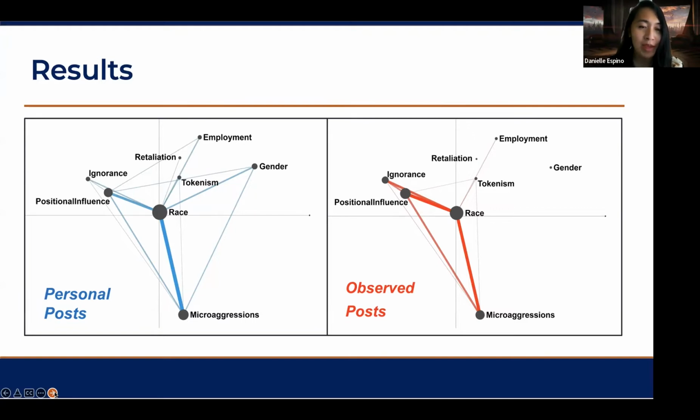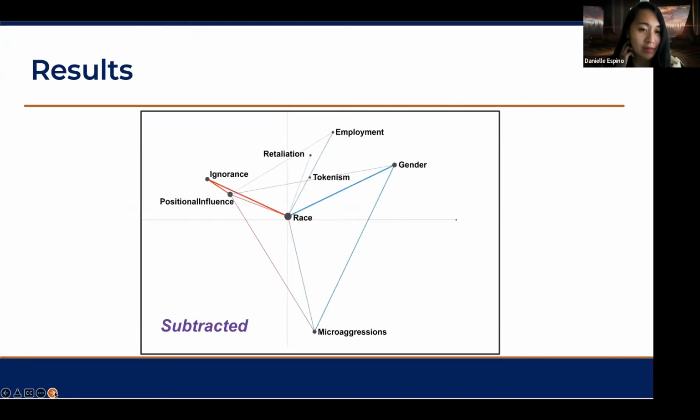And so I think on the next slide we have the subtractive model, where you can see those differences a bit more, that there is a difference between the two. And so looking at this, what does this mean? What's the relevance of this? So we're essentially seeing these complementary patterns of hidden issues relating to gender, employment, and retaliation with the personal posts compared to the observed posts.